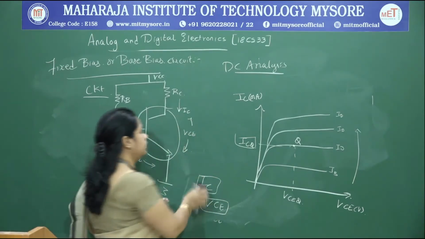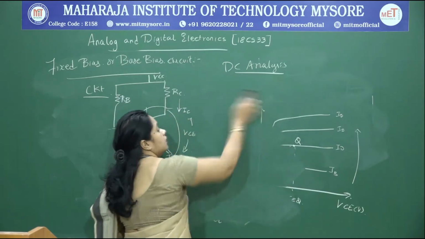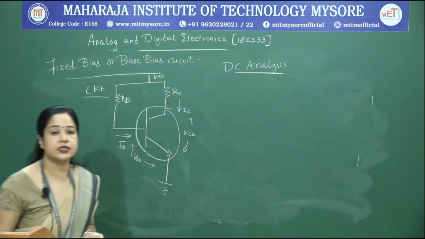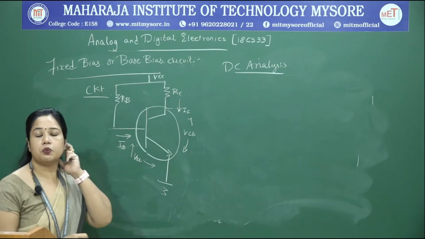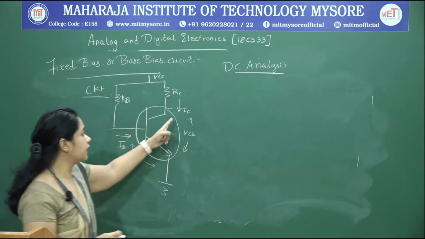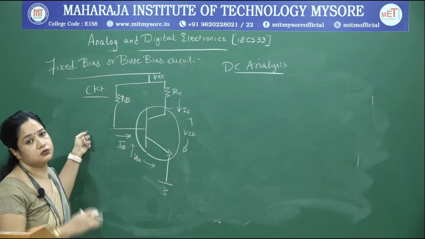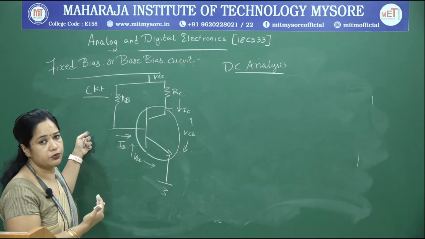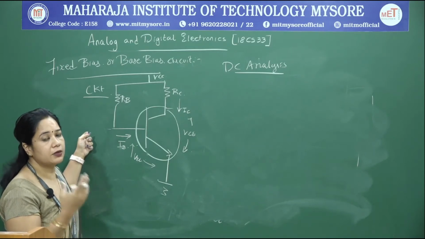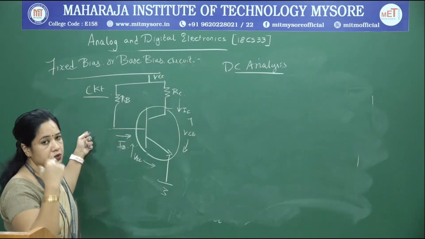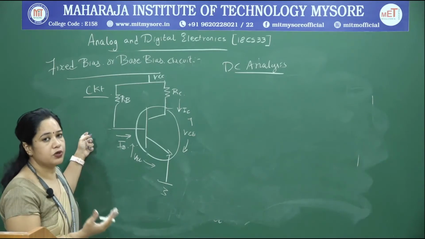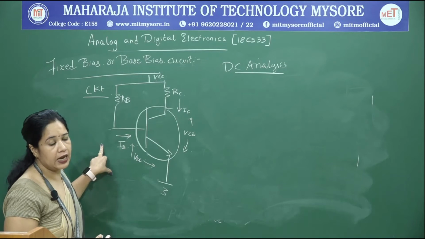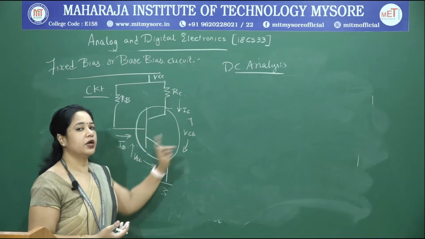So, I will start analyzing the circuit, and as I said, your transistor is an amplifier. What do you mean by amplifier? The output current IC is an amplified form of the input current. We are multiplying the input current with some gain to get the output current. For that we need to determine IB. Once I have IB, I multiply it with the gain to get IC.